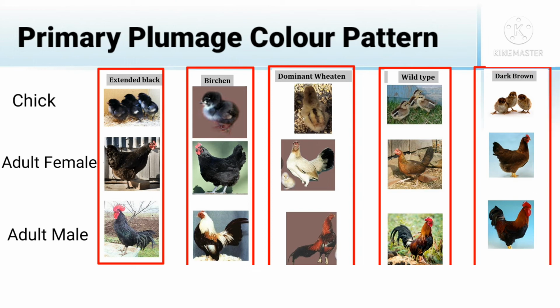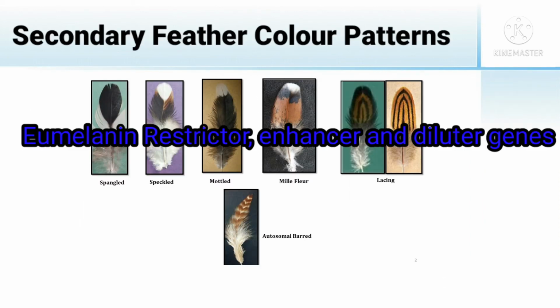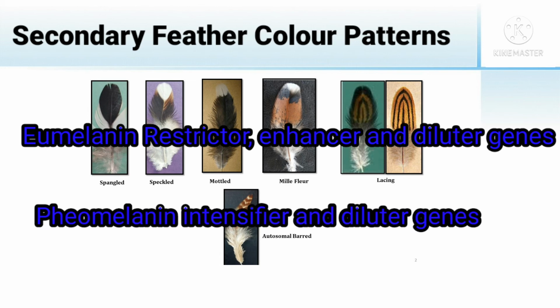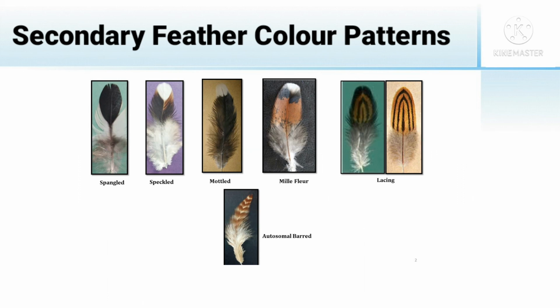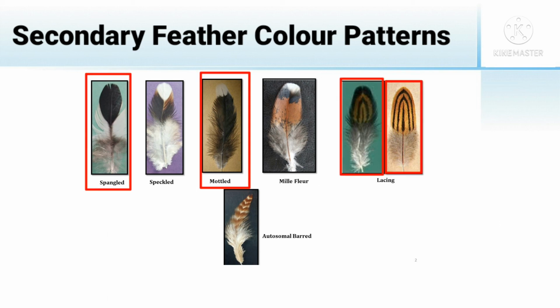These primary color patterns are controlled by the E locus that enhances the distribution of eumelanin in the feather and depends on the presence of the allele at the E locus. However, eumelanin restrictors, enhancers and diluter genes and pheomelanin intensifiers and diluter genes interact with alleles at the E locus and also interact with each other to cause zonal distribution of eumelanin as well as within individual feathers, which results in secondary feather color patterns. These secondary feather color patterns are penciling, barring, lacing, spangling, mottling, speckling, stippling, etc.